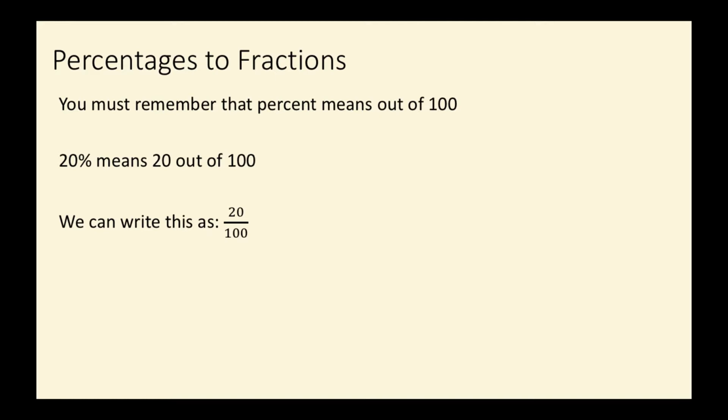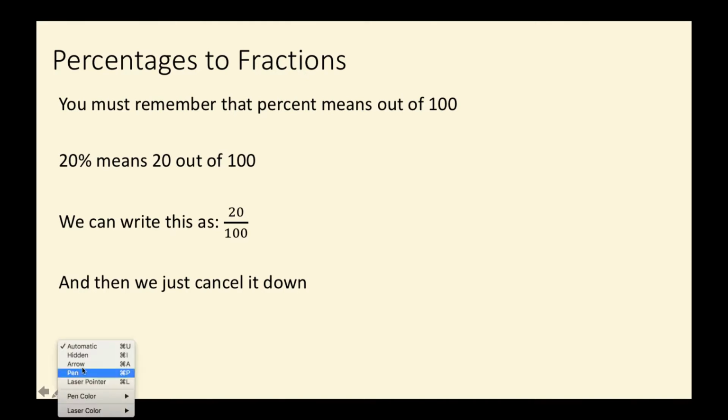That means I need to choose a number that will divide into both 20 and 100. Because 20 and 100 both end in 0, I can divide by 10. If I divide by 10, my 0 disappears, so I'm going to get rid of that, and that. That gives me 2 over 10. Now I can divide by 2. So 2 divided by 2 is 1, and 10 divided by 2 is 5. So I've cancelled it down. So it's a fifth.